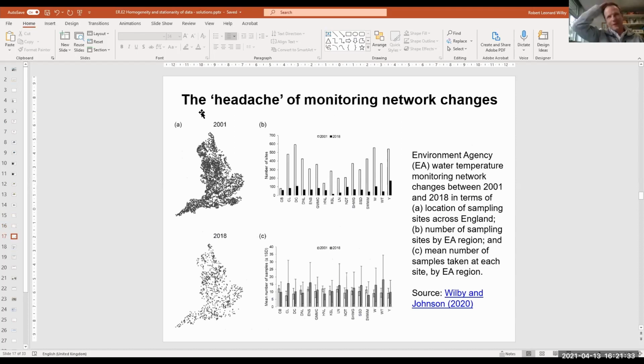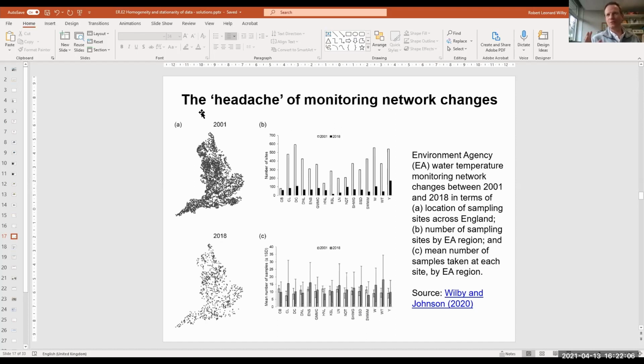Now, in the UK, we've been trying to look at changes in river water temperature at very fine spatial resolutions to see what the thermal footprint might be over the UK in terms of the evolution of water temperatures over the last 2 or 3 decades. The problem we have is that the network that has been used to measure water temperatures has changed dramatically.